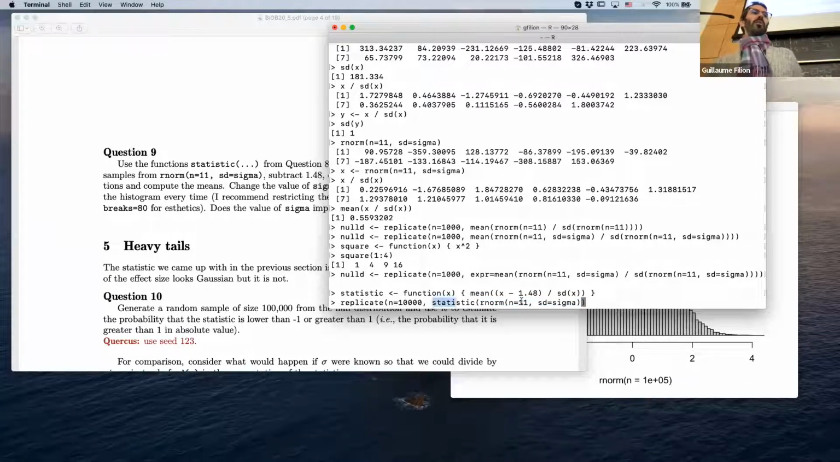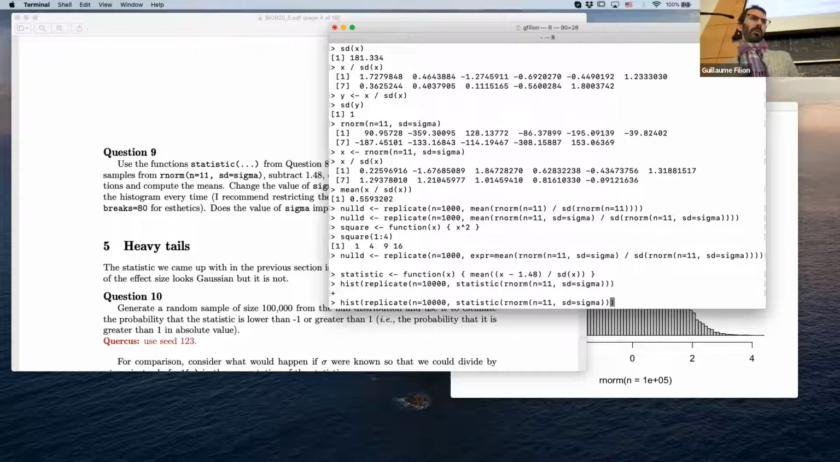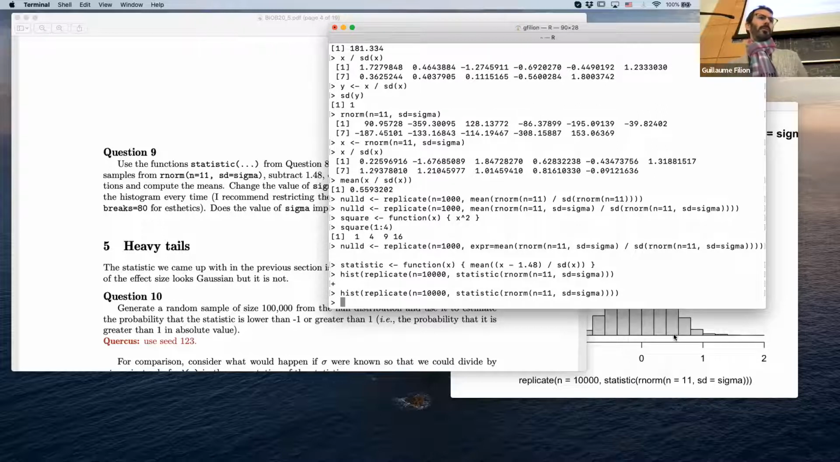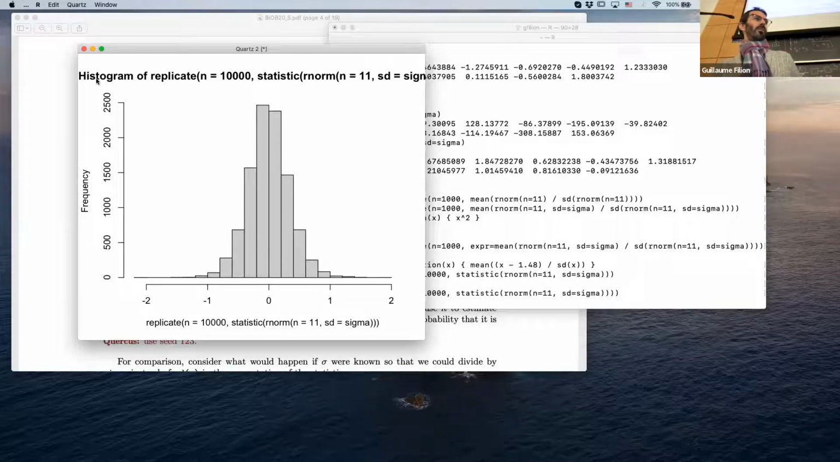But then apply the statistic on it, which is remove 1.48, divide by standard deviation, take the mean. And do this 10,000 times. Cool. Now, put that into a histogram. And we get that here. Okay. So a fairly long title for the histogram. So that's something that is centered on 0, that has more or less this shape.